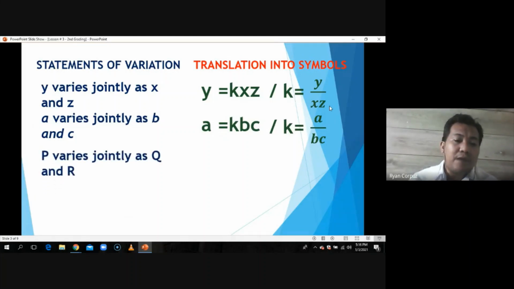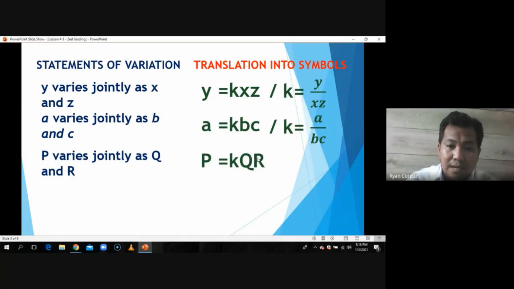Let's try another one. We do have here P varies jointly as Q and R. Take note again, ni-remind na natin the last time na dapat kung capital letters yung ginamit, capital din yung mag-a-appear to its symbols. Kapag small letters yung ginamit, small letters din sa symbol. So be mindful of that. So pag translate natin P varies jointly as Q and R, we do come up with P is equal to KQR.